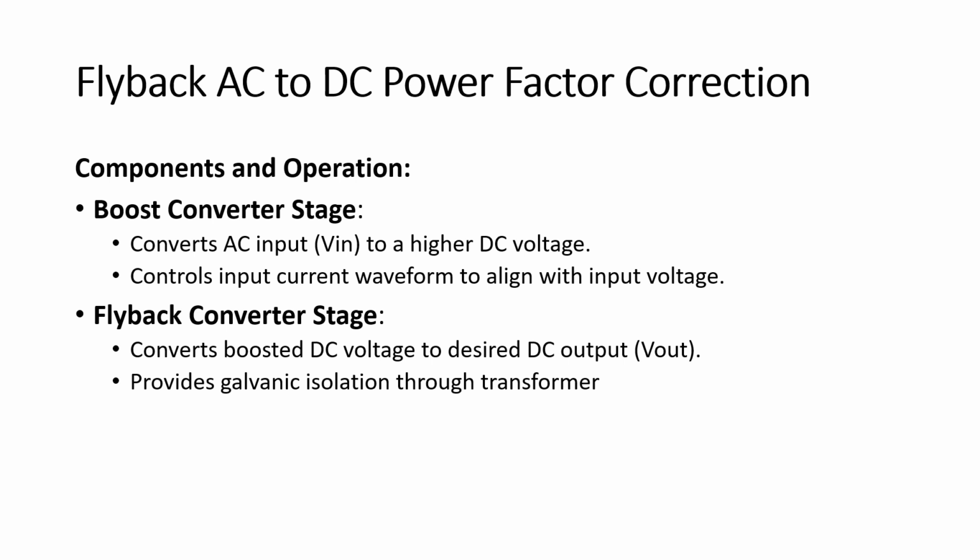Hello. Now we'll discuss the flyback AC to DC power factor correction. First of all, we want to discuss the components and the operation. There are two stages. First one is the boost converter stage, where it converts the AC input to a higher DC voltage, and it controls the input current waveform to align with the input voltage. And the next stage is the flyback converter stage, where it converts the boosted DC voltage to the desired DC output, and it provides galvanic isolation through a transformer.